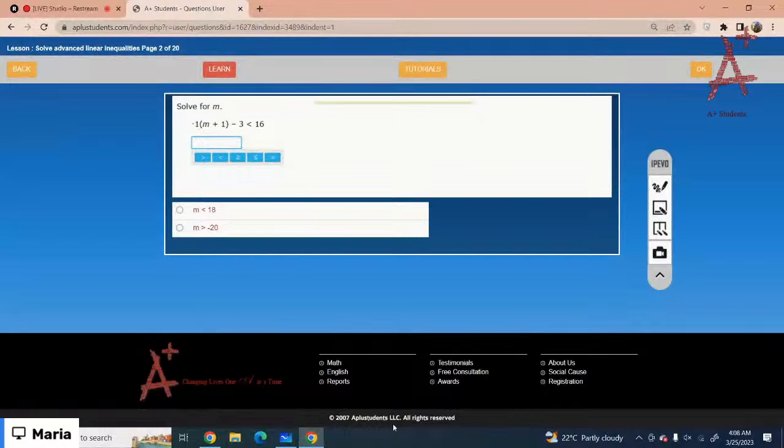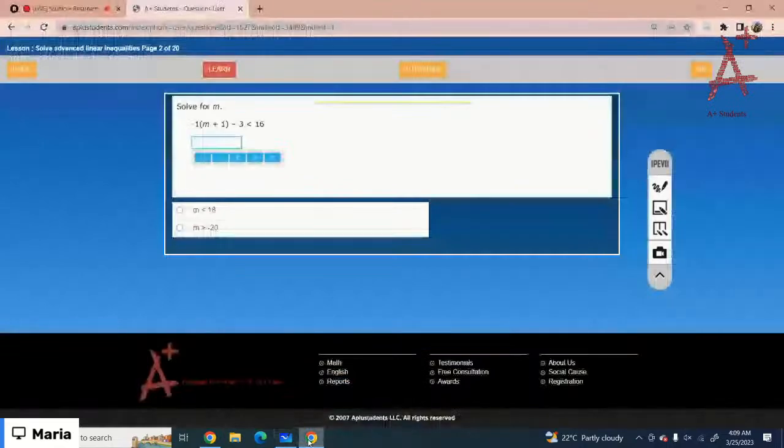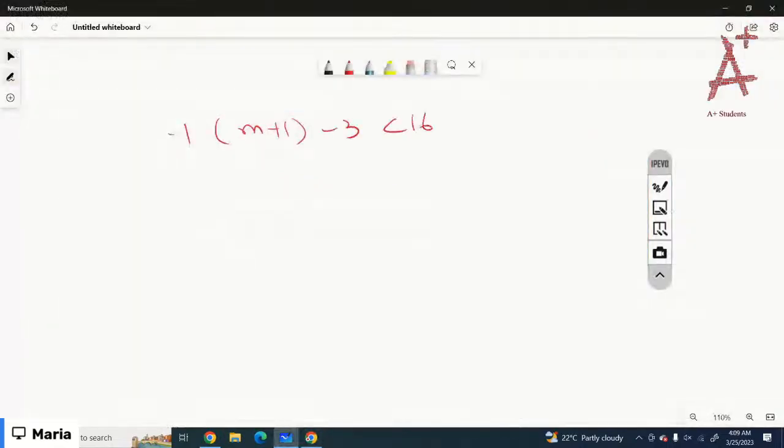Okay, the next one is negative 1 times m plus 1 minus 3 is less than 16. Got it? So you have to remove that negative 3 here. Let's add 3 to both sides. It would be negative 1 times m plus 1 is less than 16 plus 3. So it would be negative 1 times m plus 1 is less than 19.